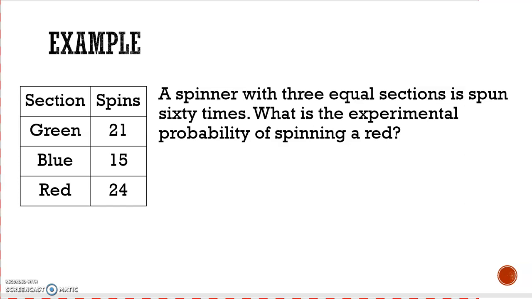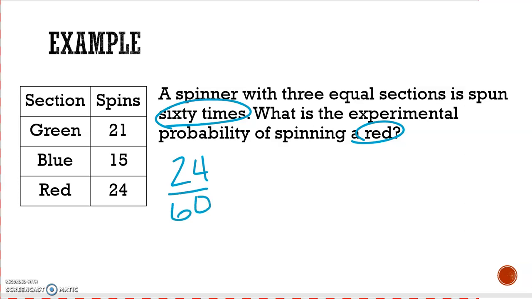Okay, so a spinner with 3 equal sections is spun 60 times. What is the experimental probability of spinning a red? First of all, it tells us that we are spinning it and we spun the green 21 times. So you make tally marks, you count them up. It was 21 tally marks of green, 15 tally marks of blue, and 24 tally marks of red. We know that the total is already 60 because they told us that in the question, and we care about the red. On the chart, red was spun 24 times out of the 60.